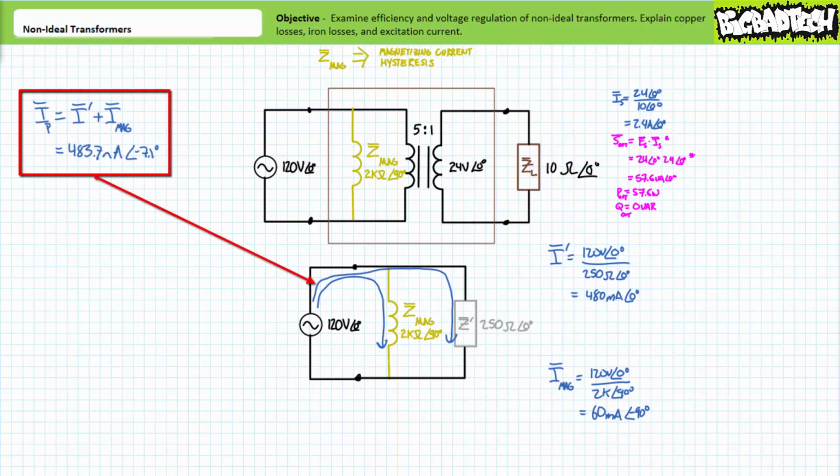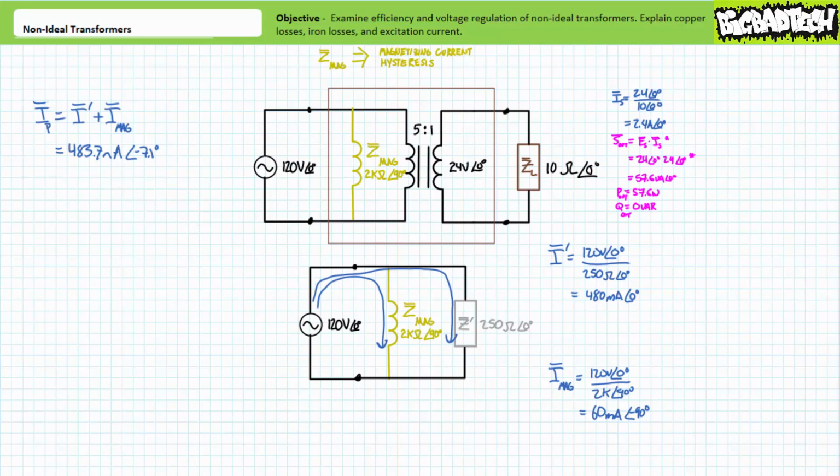Kirchhoff's current law demonstrates that the current in the primary will be 480 mA at an angle of 0, plus 60 mA at an angle of negative 90 degrees, or roughly 483.7 mA at an angle of negative 7.1 degrees. As we anticipated, source current increased because of the additional path in parallel. Additionally, note current in the primary is now slightly lagging supply voltage since we've included a reactive element in our model. Let's now examine power.